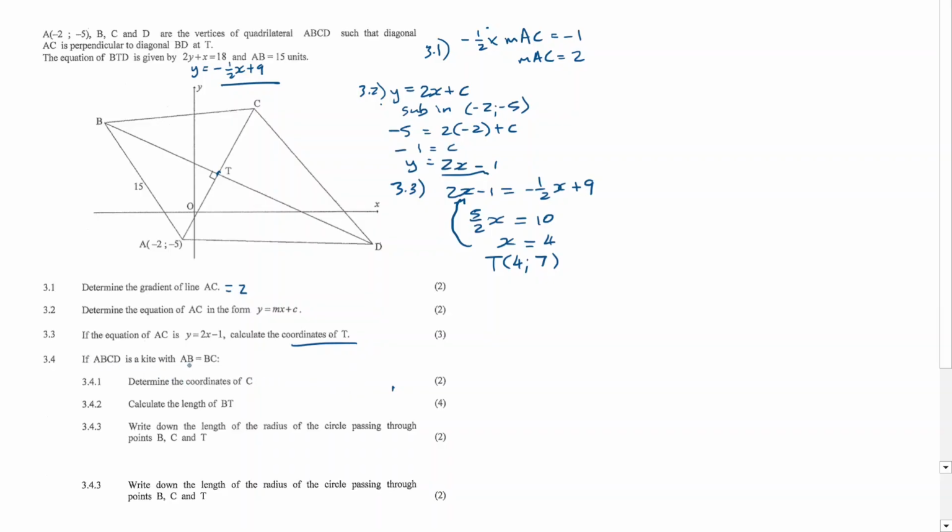If ABCD is a kite with AB equals BC, let me immediately fill in that these two lines are equal and these two lines would be equal, and we know that the diagonals bisect at 90. So as you find out information, just fill in as much as you can to make your life easier. And we know that t is 4 and 7. Calculate the coordinates of c.